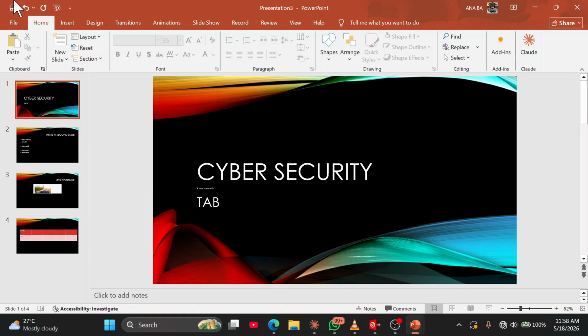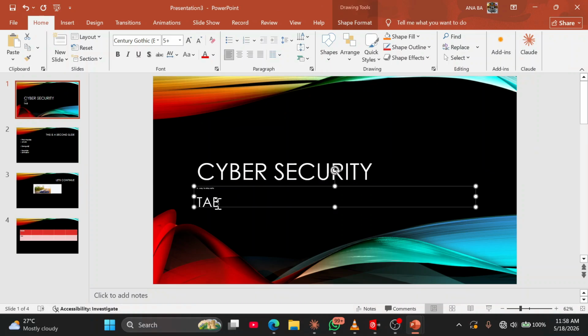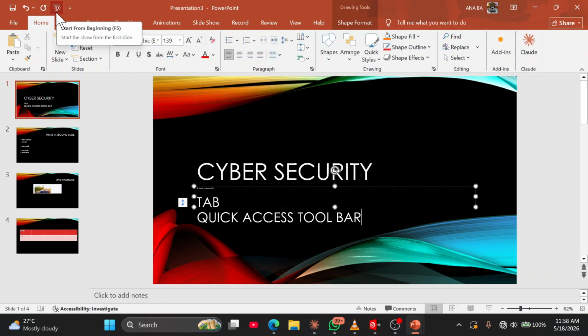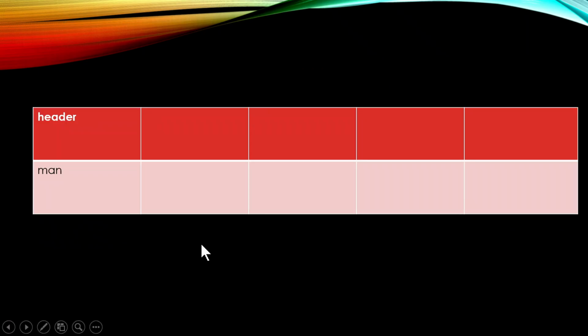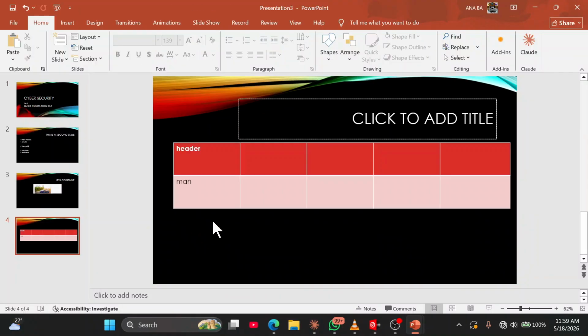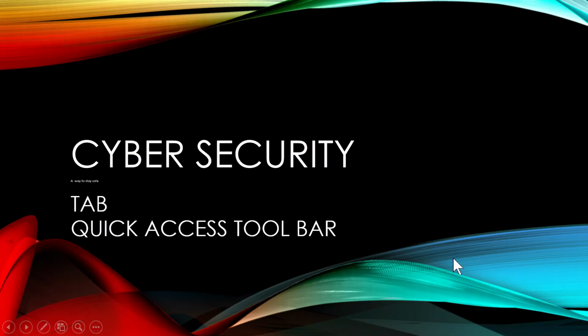Then we have the quick access toolbar. This side is the quick access toolbar. Let me write that here: quick access toolbar. This is the save button; you can use it to save your work. Then this is the undo button. Then this is redo. Then use this icon to preview your presentation to see what you have done, or you can use F5. When I click on it this way, you see that my presentation has been previewed. I can also use F5 on the keyboard to preview my presentation.